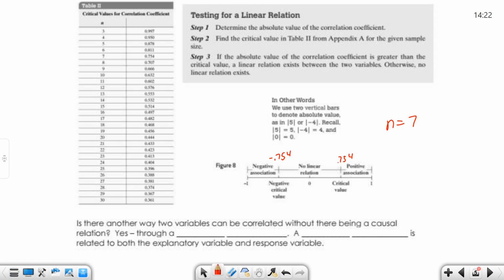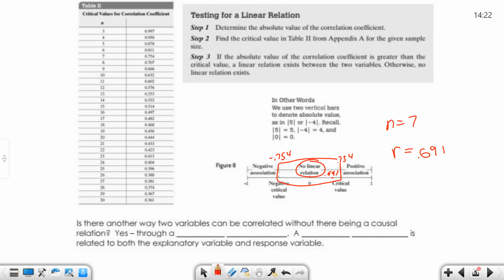So what if I find R for this sample of 7, and what if I get R to be 0.813? Well, here's 0.813. And guess what? That falls within this range of positive association. So that would be positively associated. Then what if I find R to be 0.691? Here's 0.691. That falls inside here. That is no linear relation. So that's what this table means. That's how you interpret this.